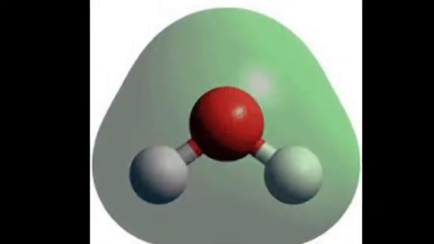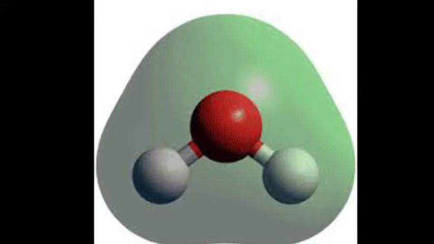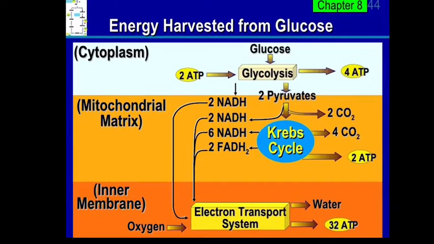Oxygen acts as the final electron acceptor and water is produced. All the previously made NADH and FADH come into play here, where they release all their electrons, thus yielding 32 ATP molecules ready for use.